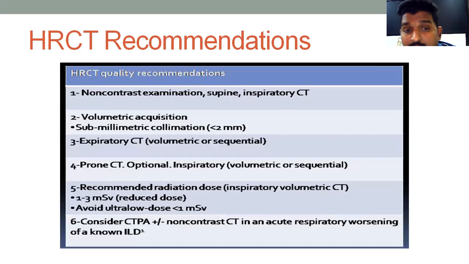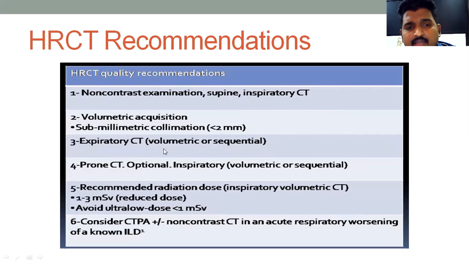So these are the recommendations that you should ask for the patient before asking for a HRCT. This is the basic recommendation they should ask. Non-contrast examination, preferably supine and inspiratory CT, has to be asked. It should be a volumetric acquisition. It should be sub-millimetric collimation, less than 2 millimeter. That gives you more detail regarding the pattern of ILD, what we are seeing in the CT scan.